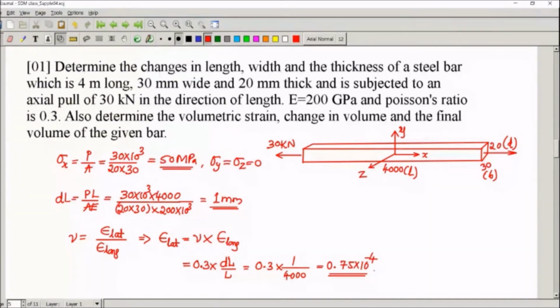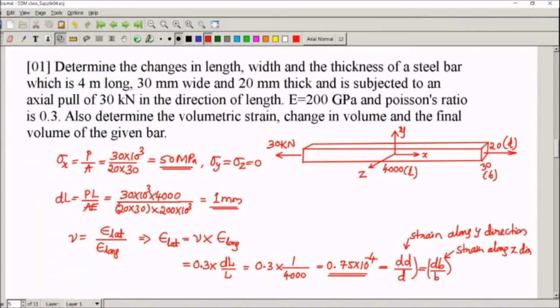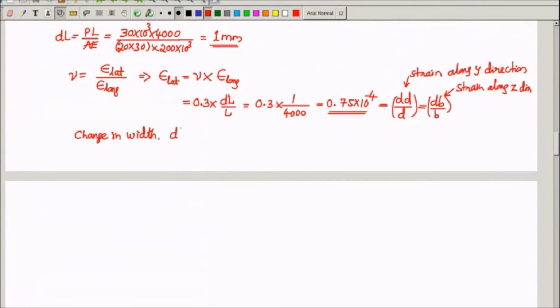It is lateral strain, and this lateral strain should be equal to what? Delta D by D, or it is also equal to delta B by B. This is strain along D direction, meaning Y direction. This is strain along Z direction. Now we know D and B. We can calculate what is delta D and delta B, and they are nothing but change in width and change in thickness. Sorry, change in width. Delta B, right?